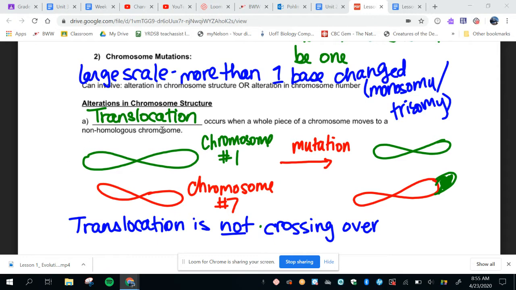So here I have a normal chromosome 1 and a normal chromosome 7. But a mutation happens that causes a whole big piece of chromosome number 1 to join chromosome number 7. And I mentioned here translocation, which is what we call this mutation, is not the same as crossing over. Crossing over is where they exchange genetic information, but they have to be homologous. In other words, chromosome number 1 switches information with chromosome number 1, right? They're the same type of chromosome, they have the same information. In this situation, a whole big piece has just moved to a different location.